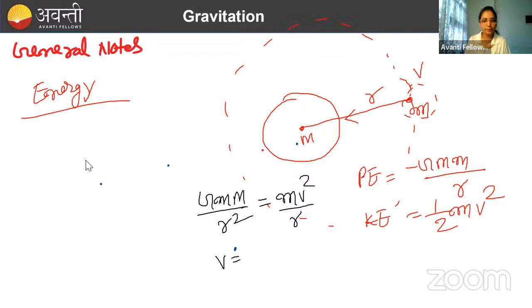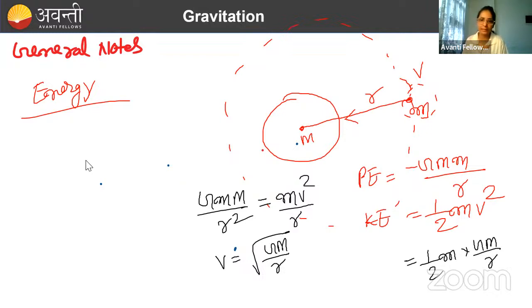So what velocity are we getting? Root under GM by r. That value we will be putting here. So kinetic energy, how much will it be? GM by r, just half of the potential energy in magnitude. Kinetic energy is positive, potential is negative. Again, the whole energy that you calculate will come as minus GMm by 2r.